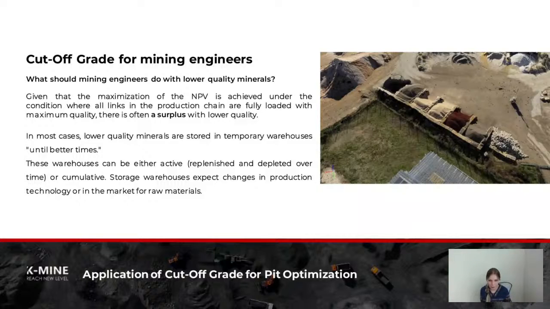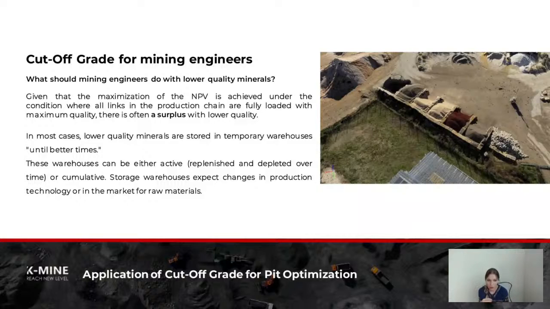But what generally happens is low quality materials are stored in a temporary warehouse until better times. These warehouses can be either active, like replenished or depleted over time, or cumulative. Storage warehouses are usually in this zone of expecting changes in the production technology or in the market for raw materials.